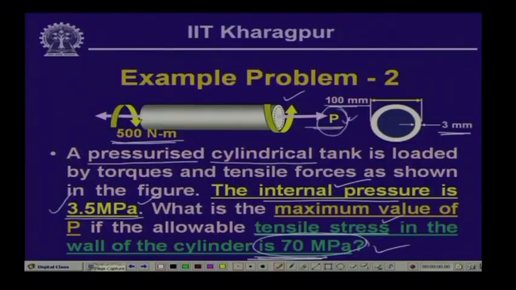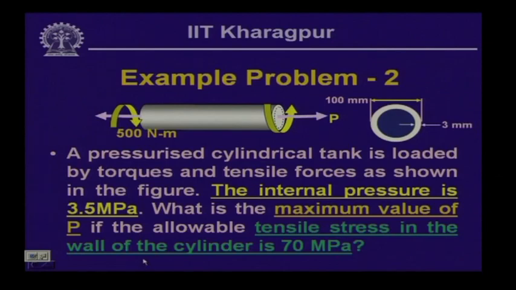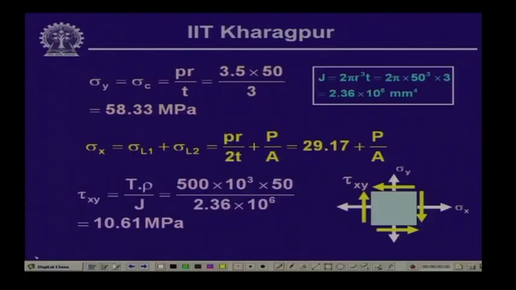So, once we have the resulting normal stress and the shearing stress, then we can compute the maximum tensile stress that will be generated in the wall of the vessel. So, let us look into the computations of these individual quantities, so that we can find out what will be the maximum value of the tensile stress.